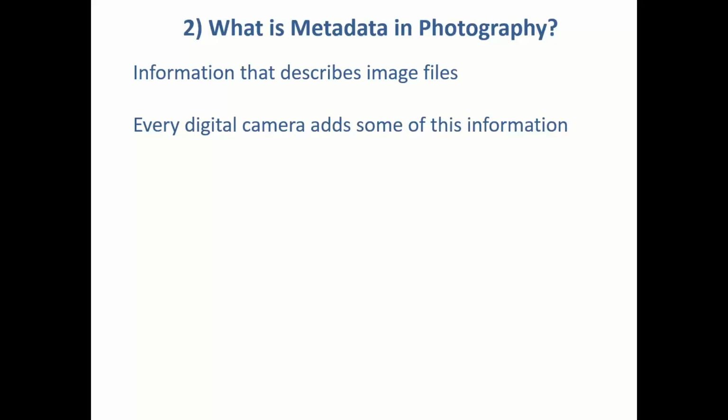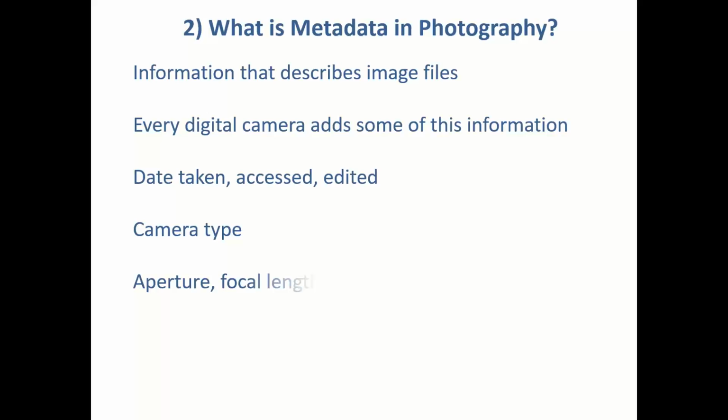A digital camera adds some of this information automatically. It'll put on the date taken, the date it was accessed, the date it was edited. All of these, if you're doing things in the camera. It'll also tell you, if you know it or don't know it, the type of camera or phone that you took the picture with. It'll give you the information about what settings you used to take that picture: the aperture, focal length, shutter speed, ISO, etc. It'll even tell you whether you had a flash attachment that was used or not.